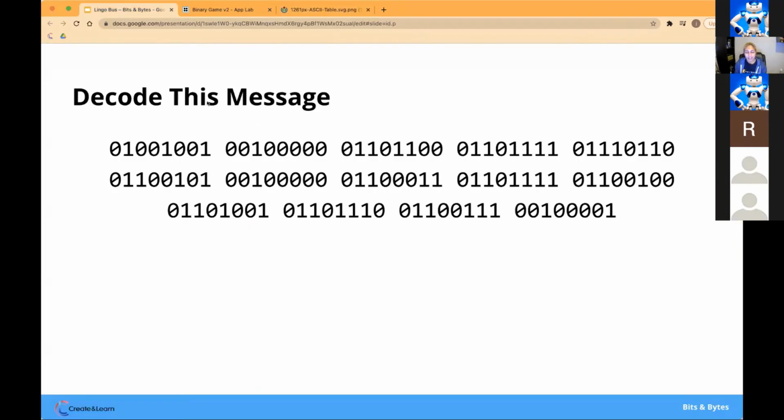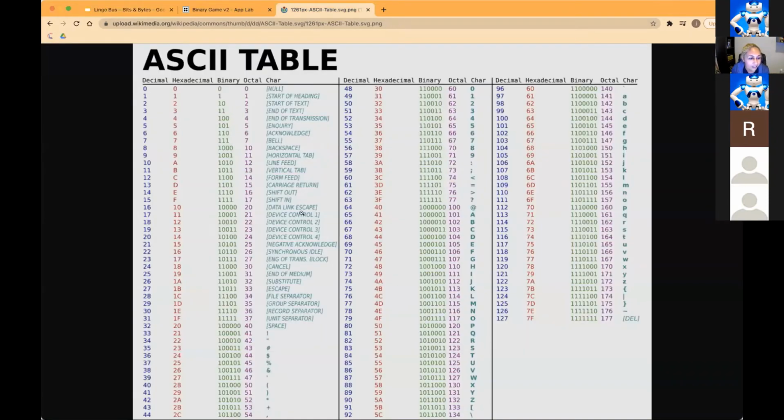So this message that I have on the screen, let's see if you can decode what this message is. I'll give you a couple minutes. I'll help you find the first letter. So I'm looking for 0, 1, 0, 0, 1, 0, 0, 1. So if I look at this chart, see that actually matches up with the letter I.